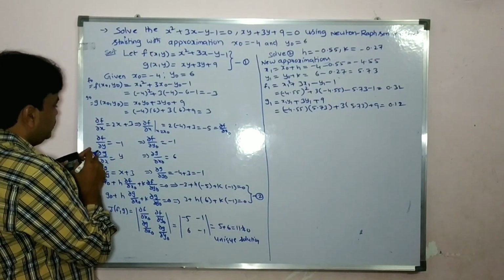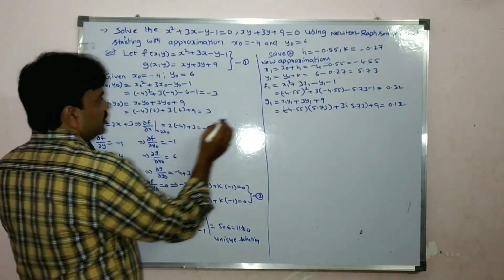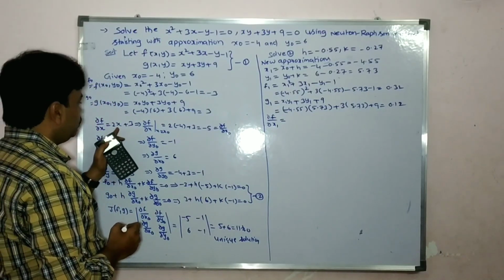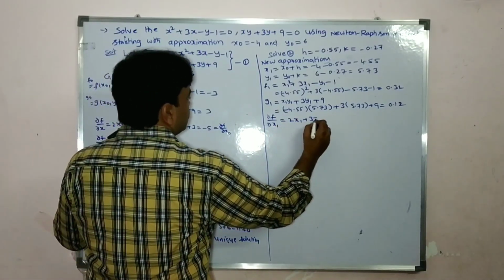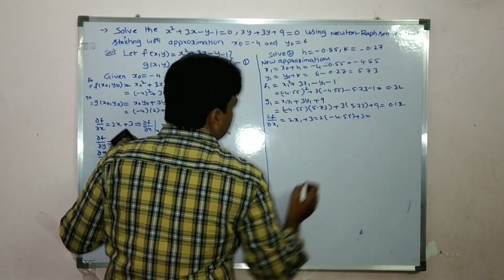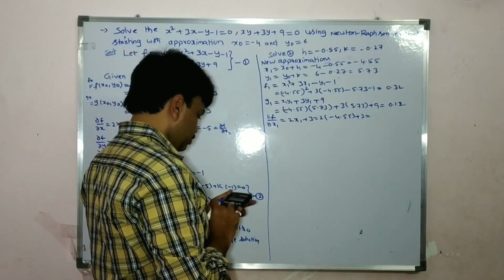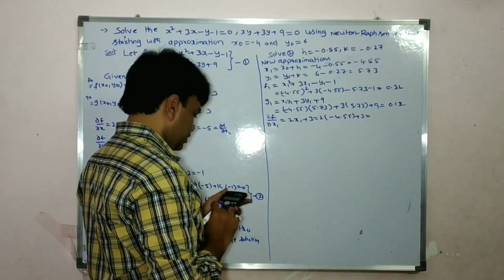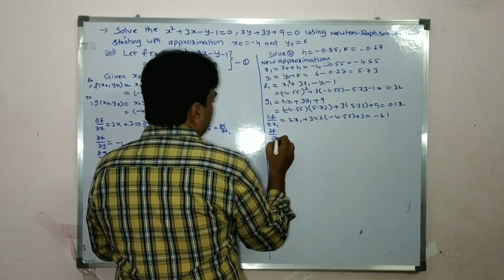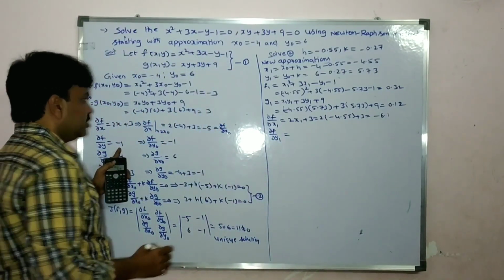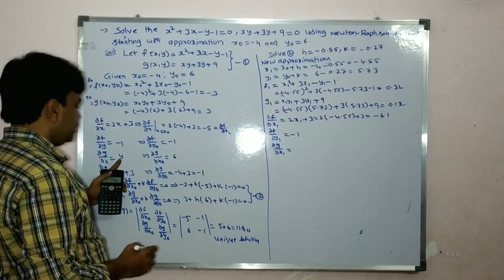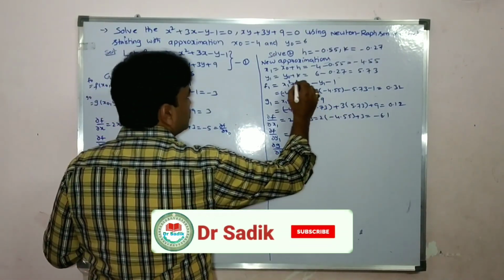Now what is the next step, students? We already found dou f by dou x, so now dou f by dou x at the new point is 2x1 plus 3. That is 2 into minus 4.55 plus 3, which is minus 6.1, students. Now dou f by dou y1: it is constant, so we get minus 1. And then dou g by dou x1 is y1, students. What is y1 here? 5.73.